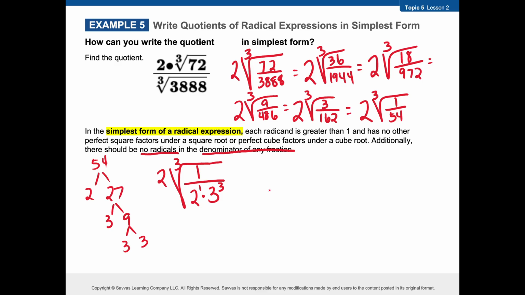But I have 2 to the 1st power. I cannot leave that 2 there on the bottom. So I would need to multiply that entire fraction by something so that the 2 would be able to come out. I need 2 more 2's in order for that to be 2 to the 3rd power. So I need to multiply that by 2 squared. Whatever you do to the bottom, you do to the top.